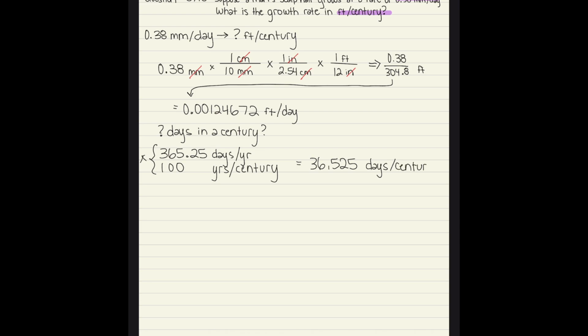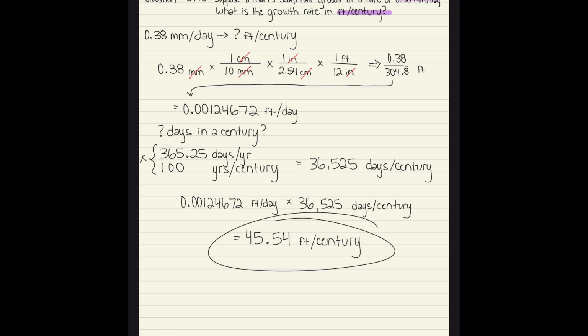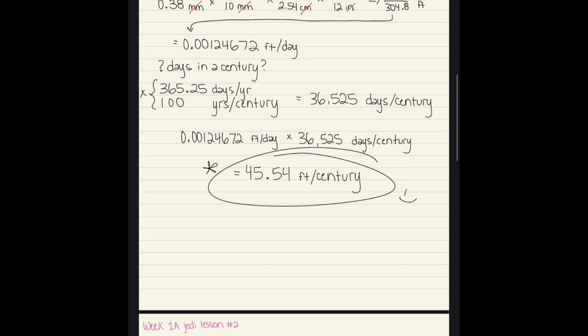But that's total, so we still have to multiply it by how many feet per day for the growth rate. So we're going to do the 0.00124672 feet per day times 36,525 days per century, and that's going to give us a total of 45.54 feet per century. And this will be our final answer in figuring out how many feet per century.